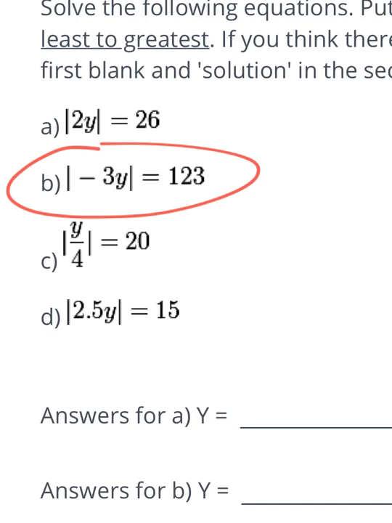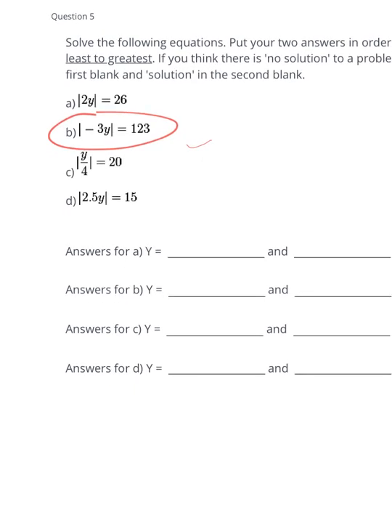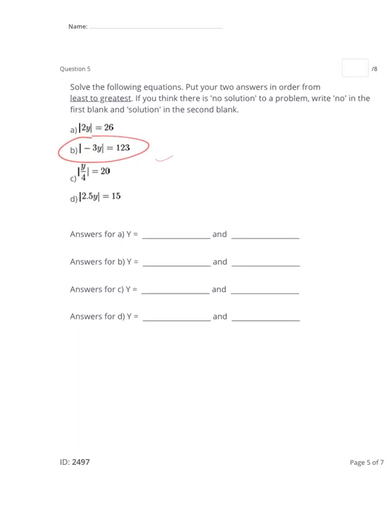You'll find two answers just like you've been doing. Same thing for all the ones on here. In case you're wondering, I don't think there's any no solutions on this page. On this page, you should be able to find answers for all four of them and two answers for each, okay?